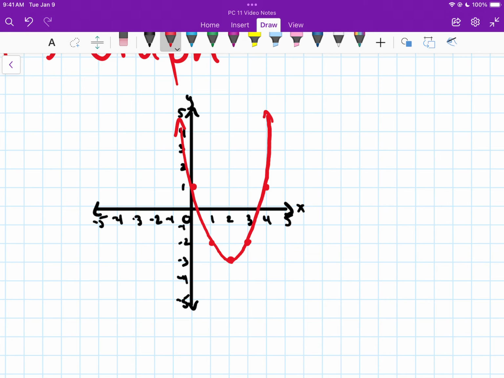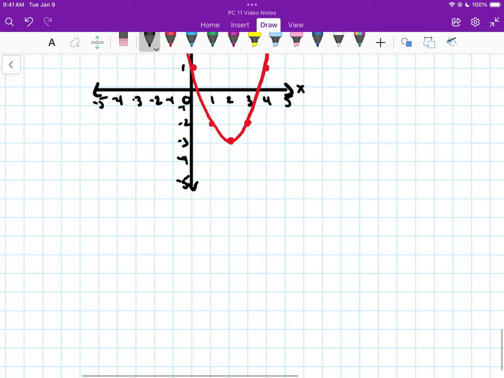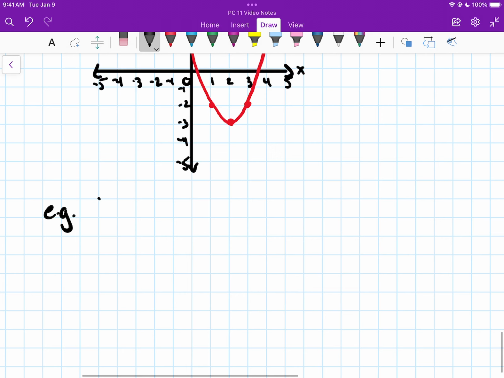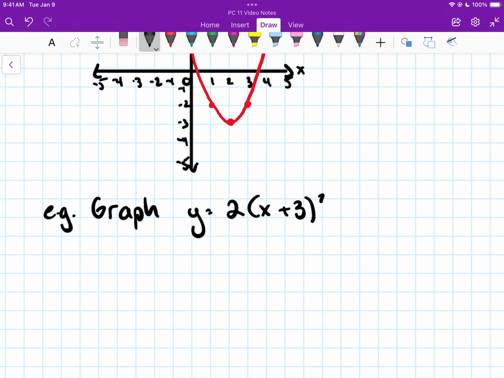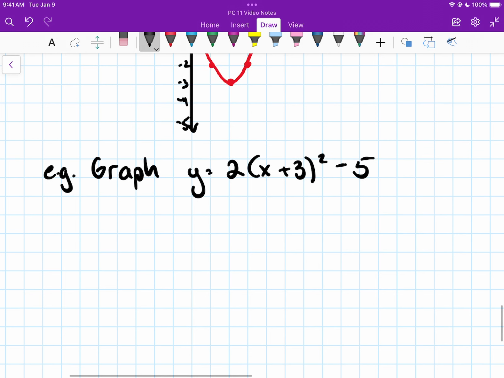So let's try another one. So we want to graph y equals 2 times x plus 3 squared minus 5. Our process is going to be the same. So we want to look and see where our vertex is. In this case, our vertex is at, well, P and Q. So Q is -5. What's P is the question.